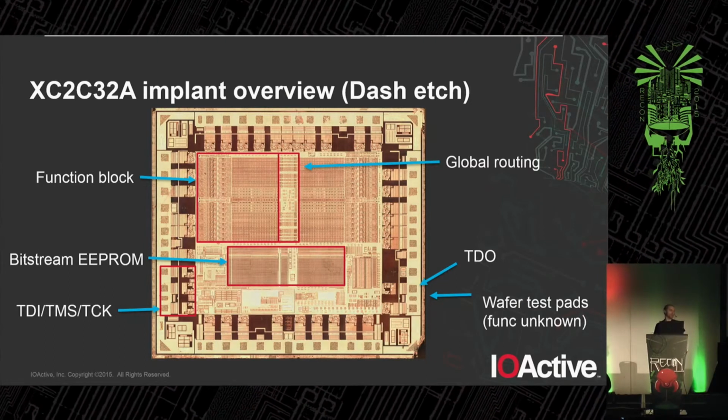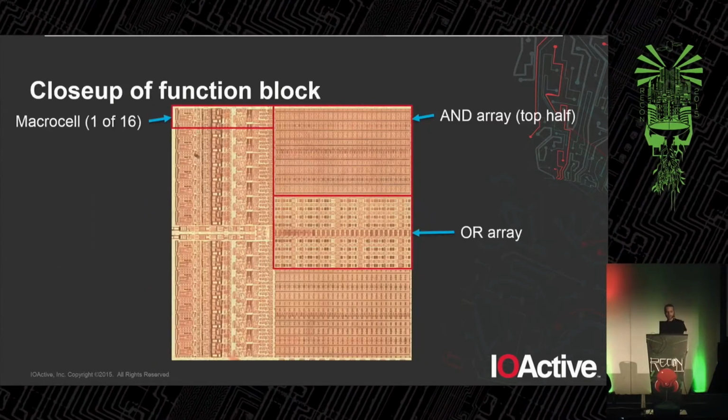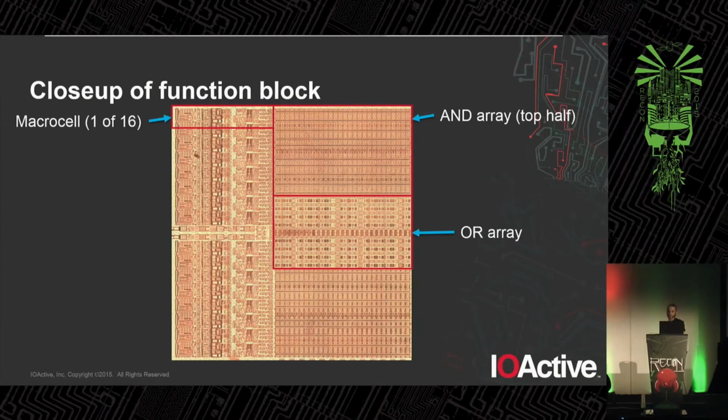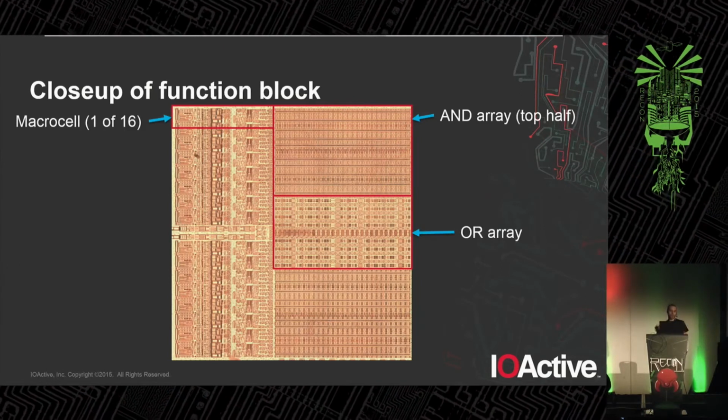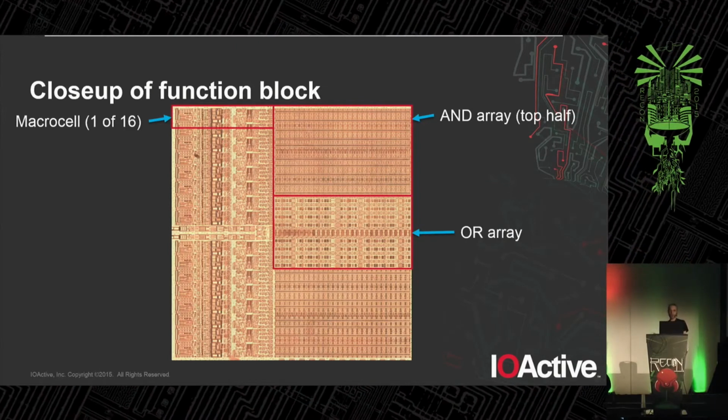It wasn't necessary to reverse the portions of the device I needed, so that remains future work. So let's take a closer look at the function block. We know there are 16 macrocells. Each macrocell contains one flip-flop and stores the output of one term of the OR array, and has a little bit more glue logic I'm going to talk about later on.